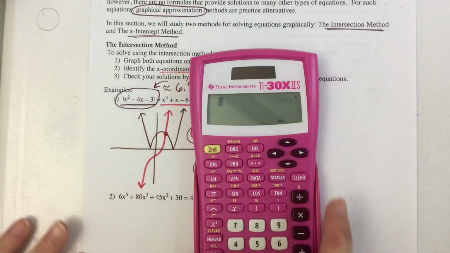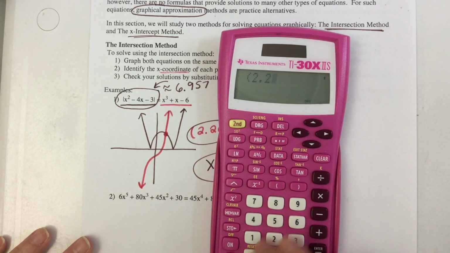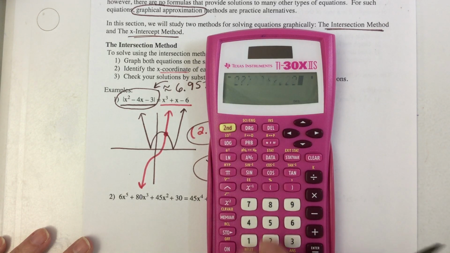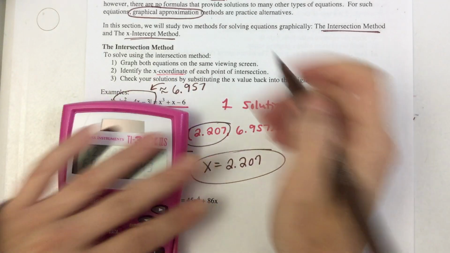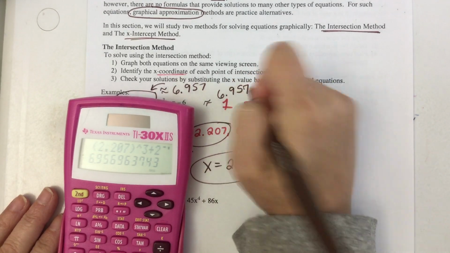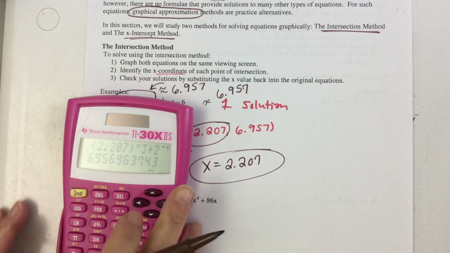So let's go ahead and try it. 2.207, close it, to the power of 3 plus 2.207 minus 6. Now again, if I look at this, I get approximately 6.9569 would round up to the 7.